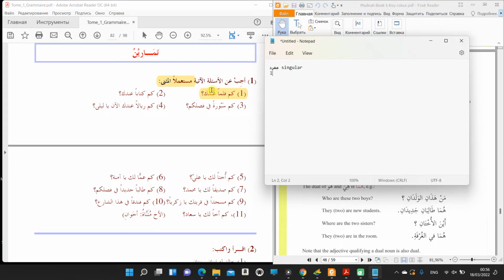And the next we've got مثنى. Oops, that's English. Dual, which is مثنى. That's how it's written, and that's how it's pronounced. مثنى. It means dual. And then we've got جمع, which means, of course, plural.